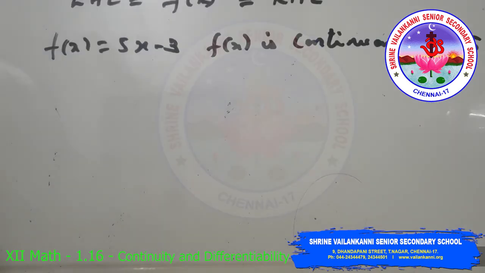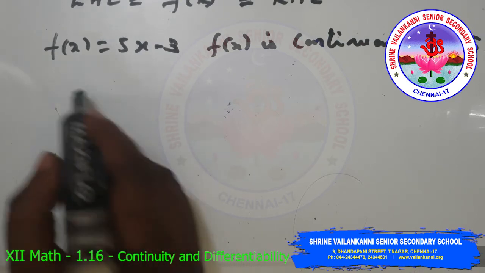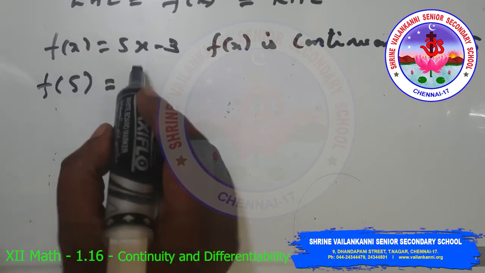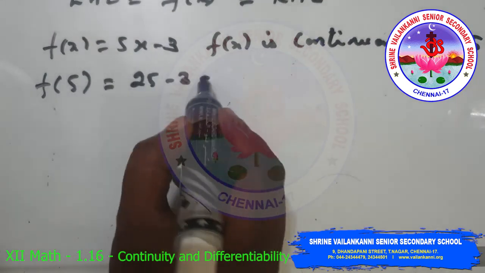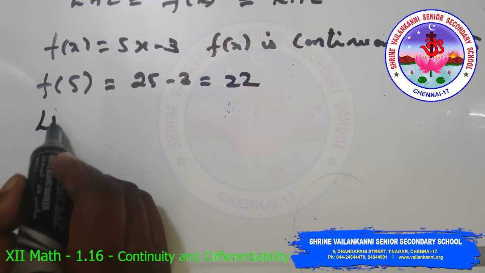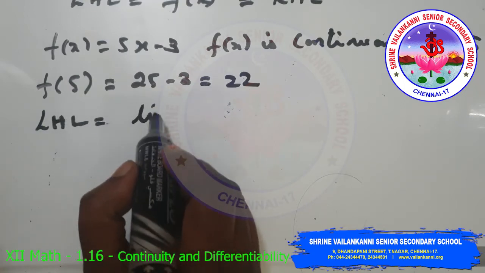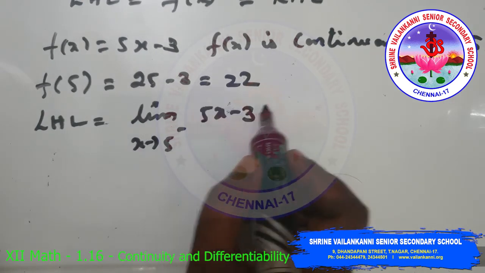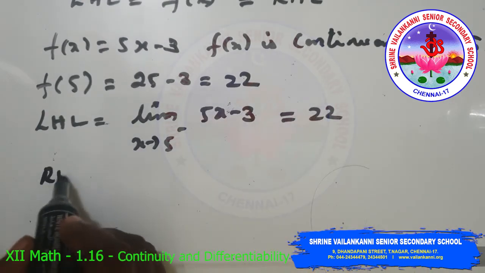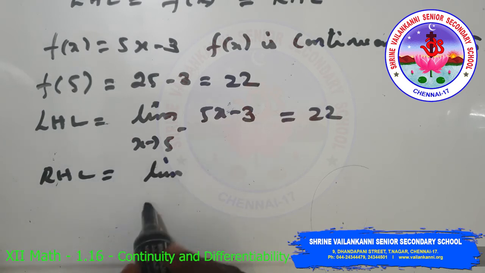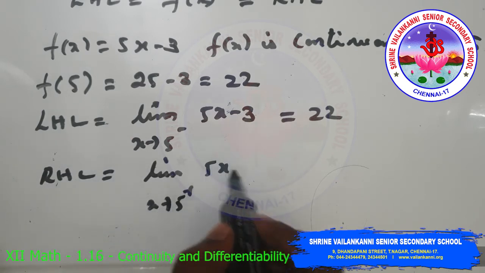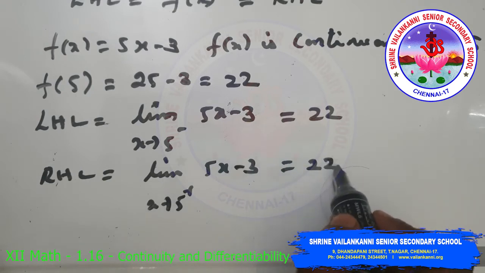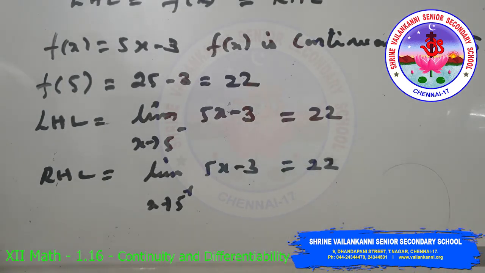Now we have to prove that f of x is continuous at x equal to 5. So f of 5, substituting, then 25 minus 3, which is 22. Then the left hand limit, which is limit x tends to 5 minus, f of x is 5x minus 3, which is 22. And the right hand limit, limit x tends to 5 plus 5x minus 3, is also equal to 22. Then we can say that the function f is continuous at x equal to 5.